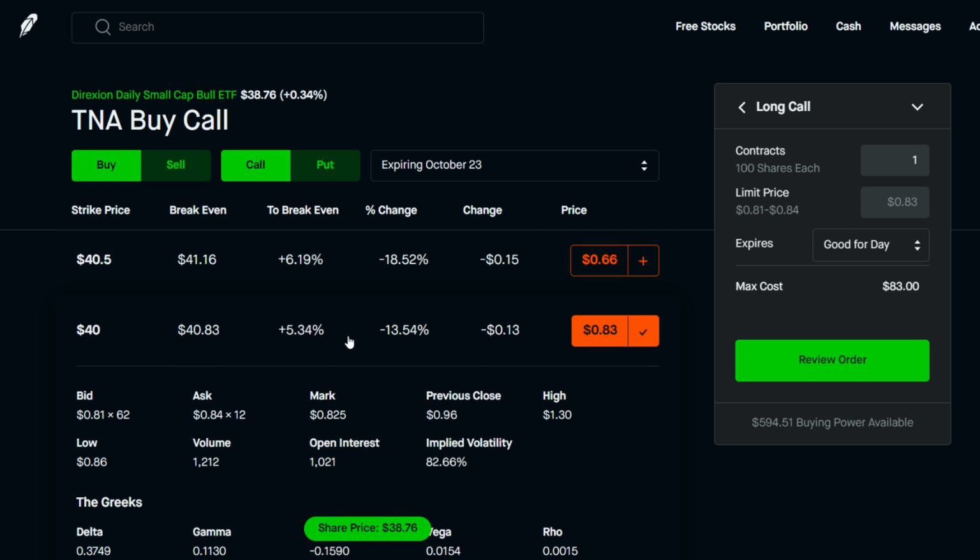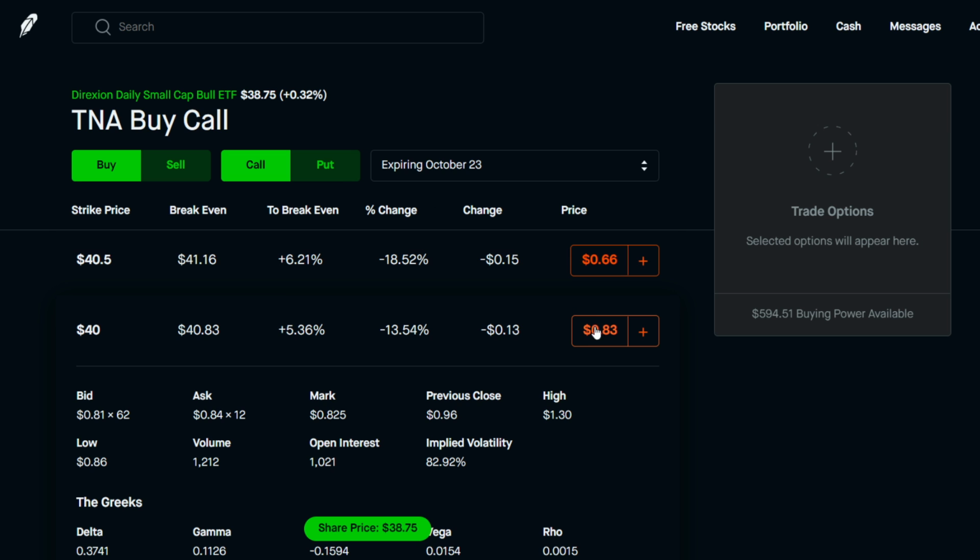You're betting that a stock's going to go up to a certain price by that expiration date. But you don't want to hold on to this, because buying a naked call, a long call, you lose money daily. So it has to move up more than what it loses a day. That's basically what buying a call is.